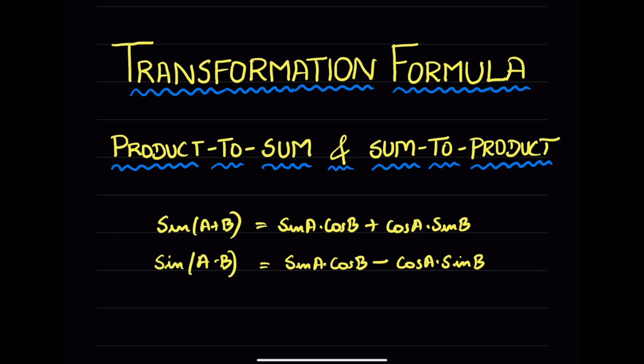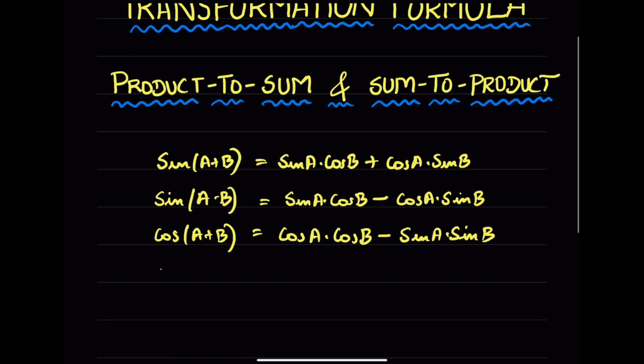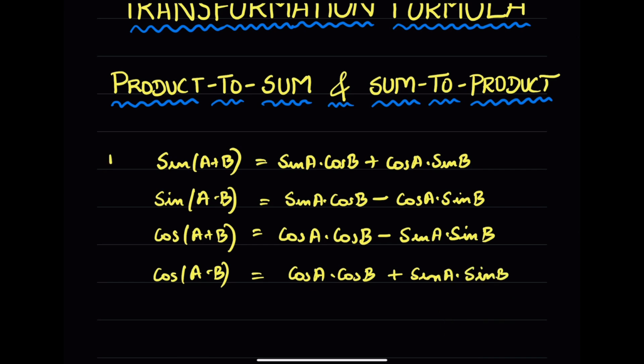Similarly, the cosine sum formula is cos of a plus b. This is equal to cos a cos b minus sin a sin b, and cos of a minus b is equal to cos a cos b plus sin a sin b. Now let's number these so that it's easier to explain. So these are the four formulas we have.